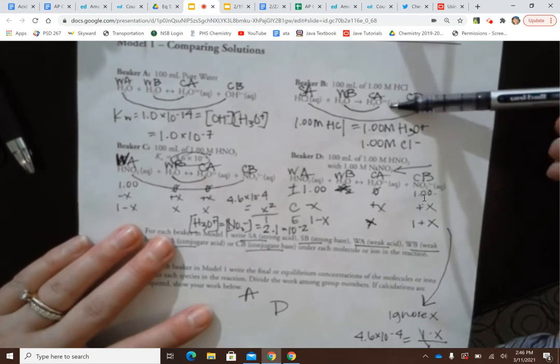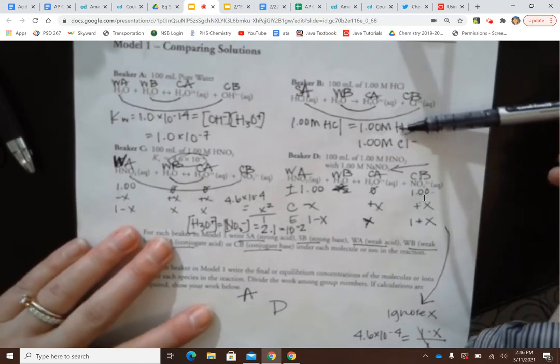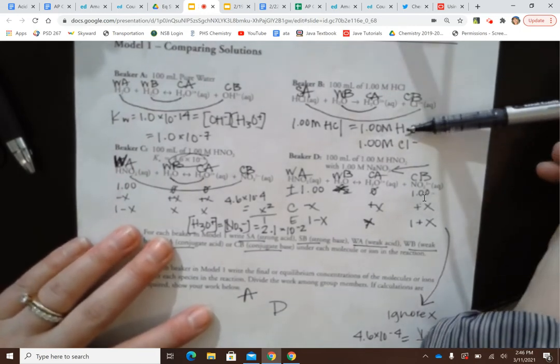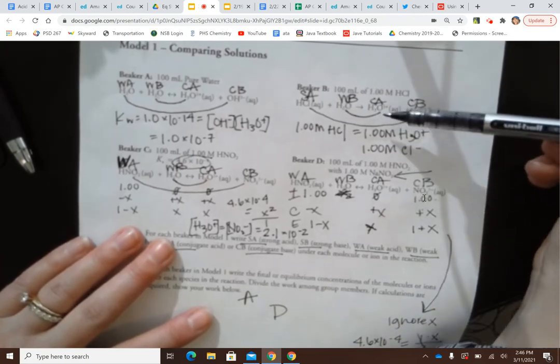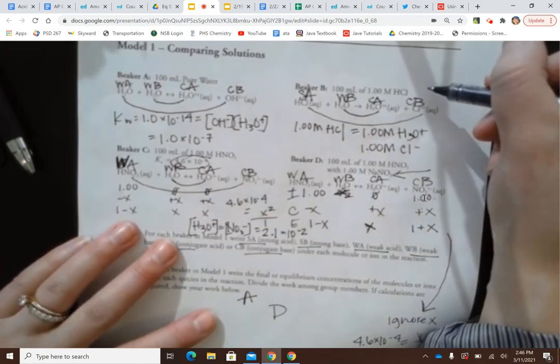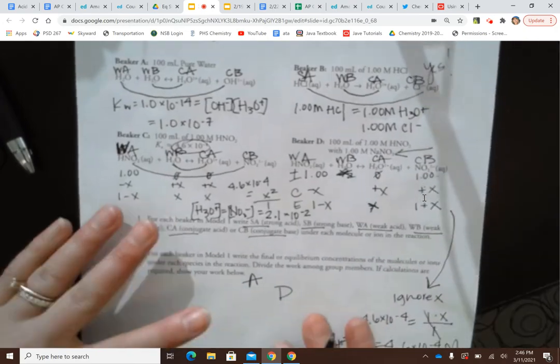Let's look here. Is there a lot of hydronium ion here? Yeah, we have an entire mole of it in a 1 liter situation. We have a tenth of a mole here because we have 100 milliliters. There's plenty of that to neutralize. So yes, the base will neutralize that.